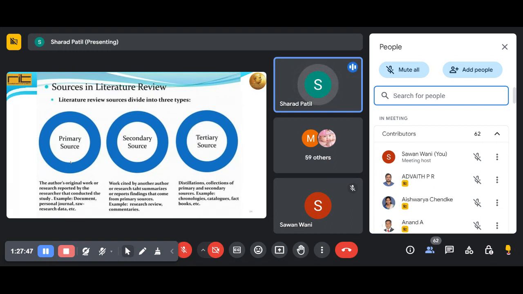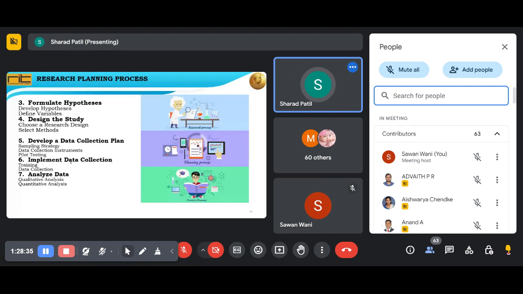Suppose a student is working under my guidance, and immediately I get the next student, then I can say that this work you can carry forward. So I have given the primary source of the literature to him, and through that he can go ahead. Secondly, work cited by other authors or research that summarizes or reports findings that come from the primary sources, that is, you can have a review of the literature. And the third one is distillations or collections of the primary and secondary resources, that is, catalogs or different books or publishers where that work is related. You can go through it and collect the data. So collection of data is very important in the literature use.